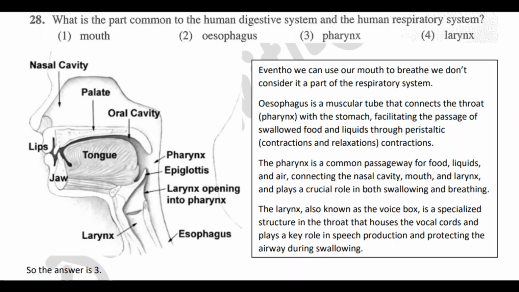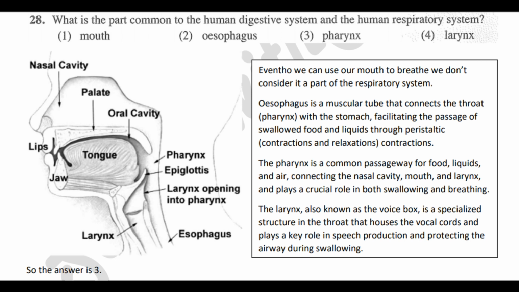Okay. The esophagus is a muscular tube that connects the throat, which is the pharynx, with the stomach, facilitating the passage of swallowed food and liquids through peristaltic contractions. That means it opens up, then pushes it down, opens up and pushes it down. That's the peristaltic contractions.